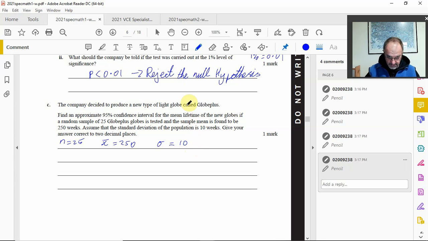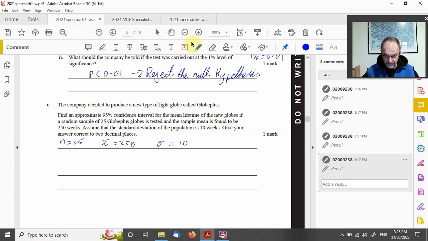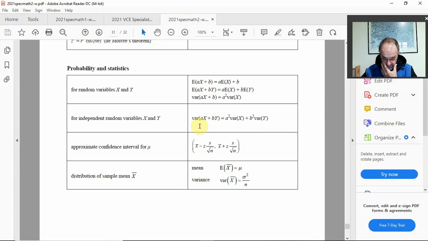All right, so we are looking for the confidence interval. So we go to our special maths. Here's our confidence interval. All right, x bar minus z sigma over root n, x bar plus z sigma over root n. So we know what we've got: x bar, our standard deviation, n, our sample size. We just need to use the z.